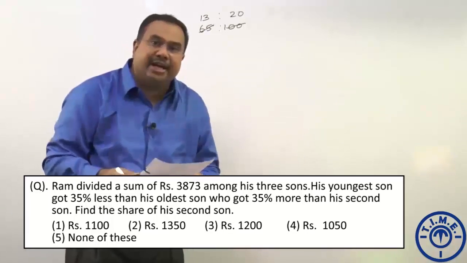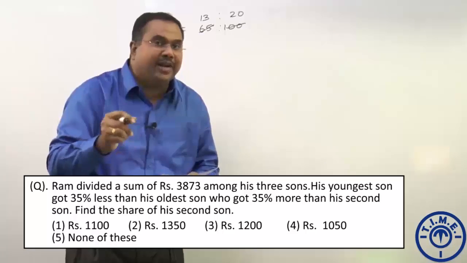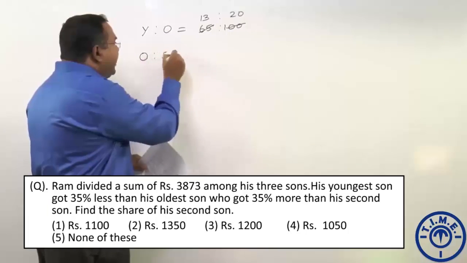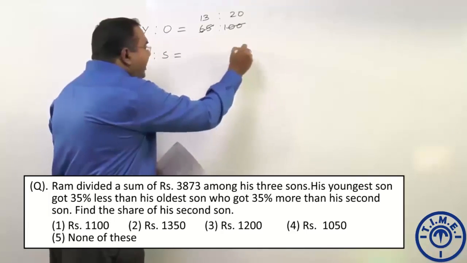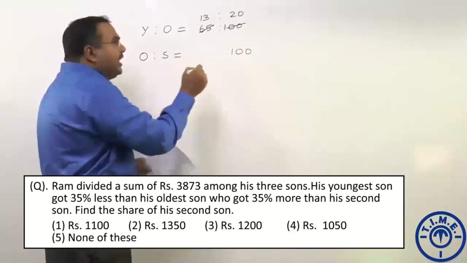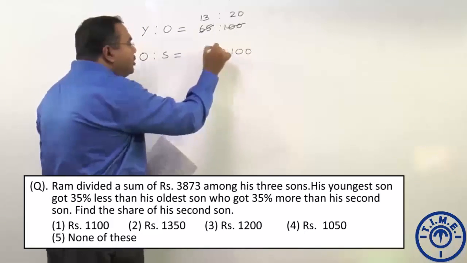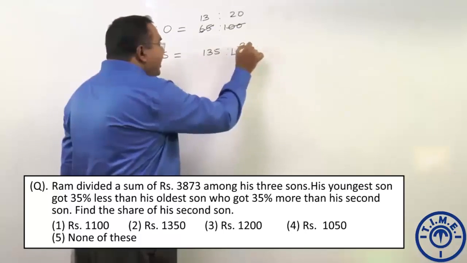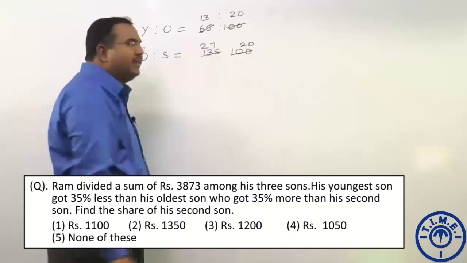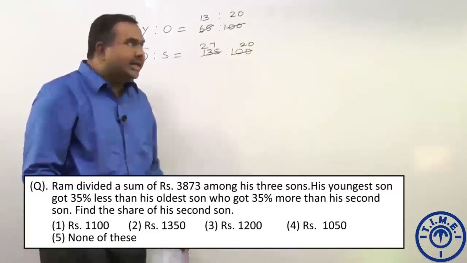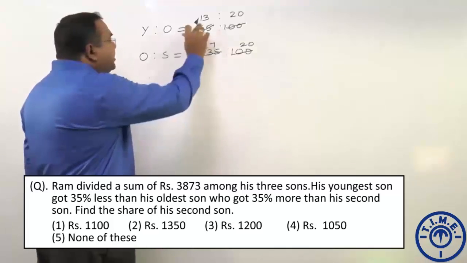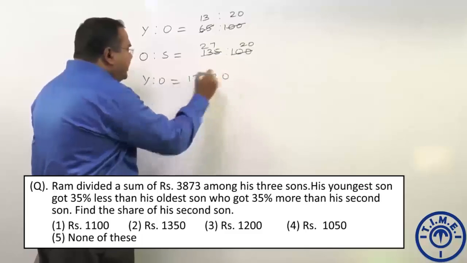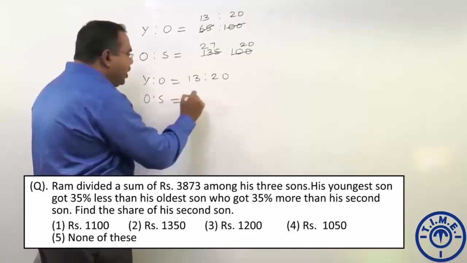Now, what is the second condition? Oldest son is 35% more than second son. Let us take oldest is to second. If I take the second son's value as 100, the oldest is 35% more, so it will be 135. On simplifying this, we get 27 and 20. Now, youngest is to oldest is 13 is to 20 and oldest is to second son, the ratio is 27 is to 20.